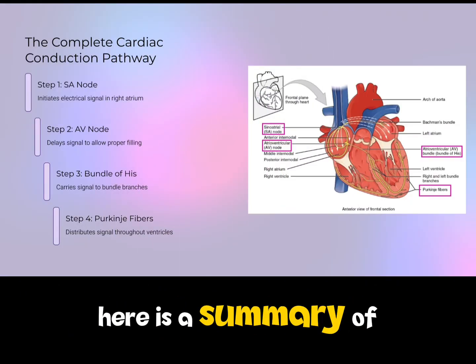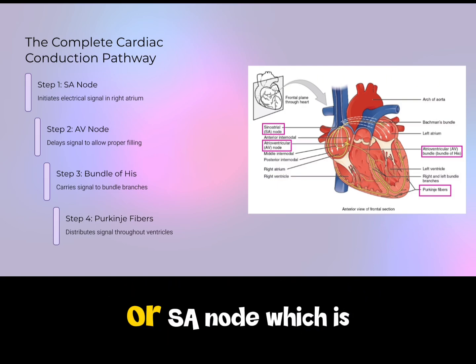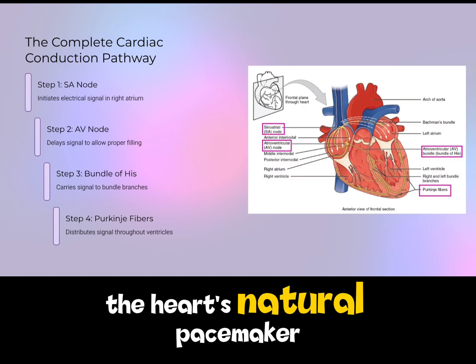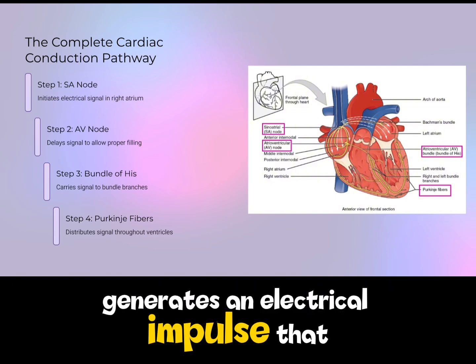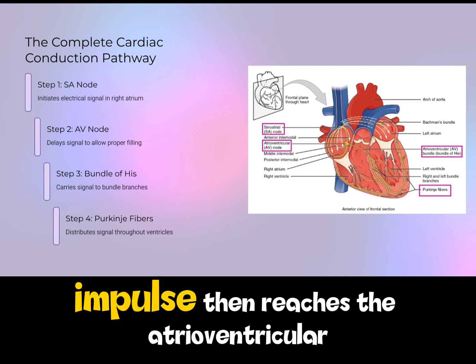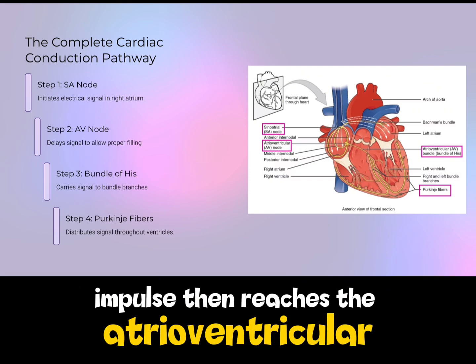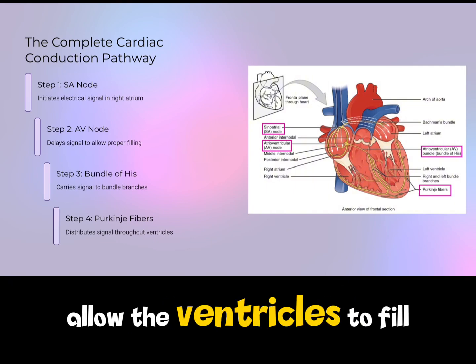Here is a summary of the cardiac conduction system, which begins with the sinoatrial, or SA node, which is the heart's natural pacemaker. The SA node generates an electrical impulse that spreads through the atria, causing them to contract. The impulse then reaches the atrioventricular, or AV node, where it slows briefly to allow the ventricles to fill with blood.